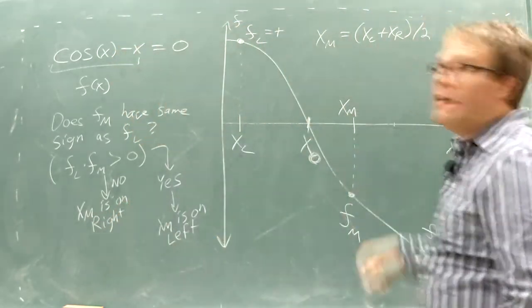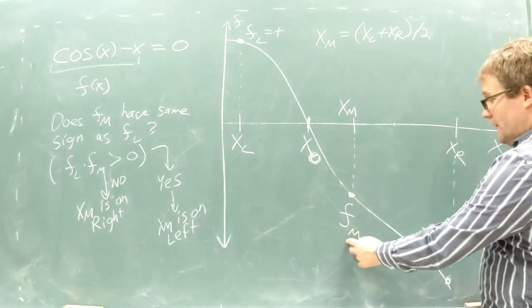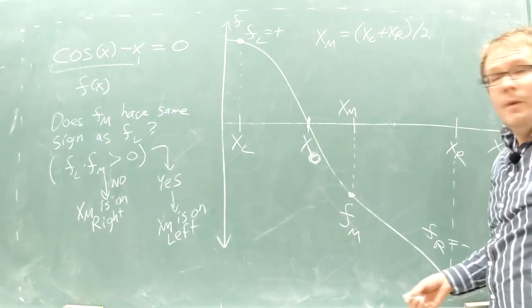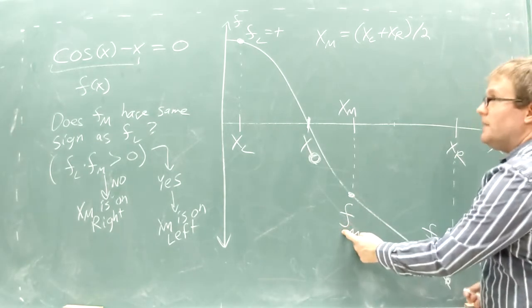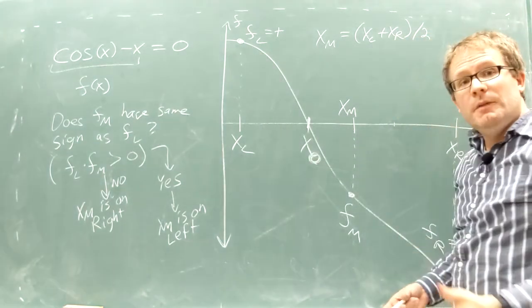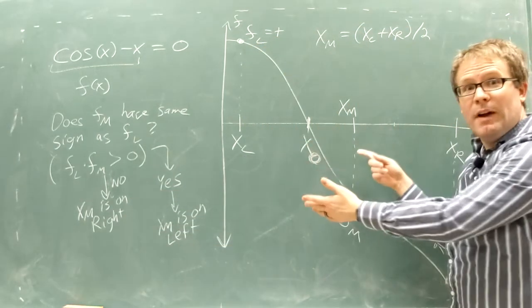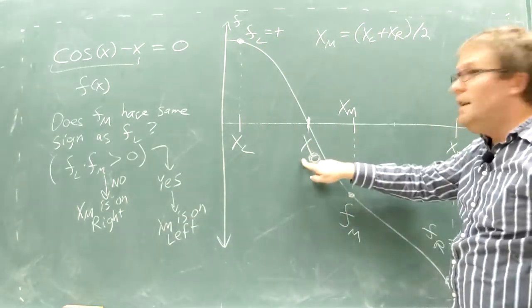So let's check over here. Does fm have the same sign as fl in this example? No, it doesn't. If I were to multiply this number that's a negative times this number that's a positive, I would get out a negative number. So I'd say no, so xm is on the right. And you can tell that graphically, right? That xm is on the right of this root.